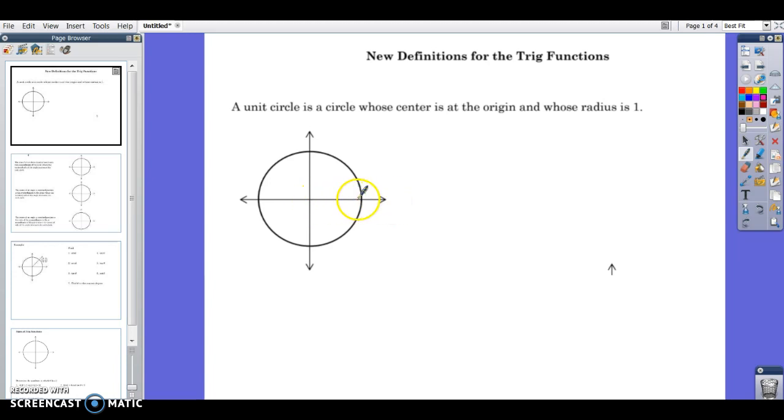So a unit circle is simply this, a circle whose center is at the origin and has a radius of 1. So I actually know 4 coordinates based on this unit circle. I know the coordinates of this point are 1, 0. This point is 0, 1. This point is negative 1, 0. And this point is 0, negative 1. And now that is going to help us as we talk about angles and trig functions associated with those angles.